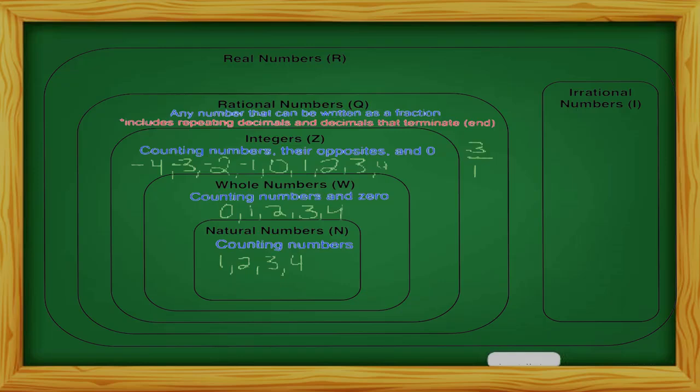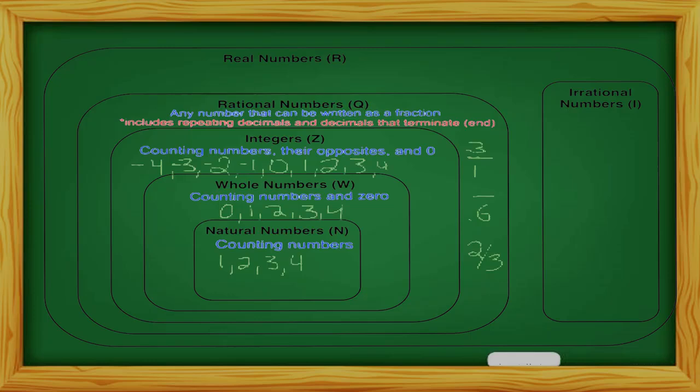Rational numbers include repeating decimals and decimals that terminate. What this means is, if we have the number 0.6 repeating, since that could actually be written as the fraction 2/3, it is in fact a rational number. Any repeating decimal and any number that terminates or ends eventually, even if it's a long decimal with many digits, are still rational numbers. I'm going to write a few more examples of rational numbers for you.